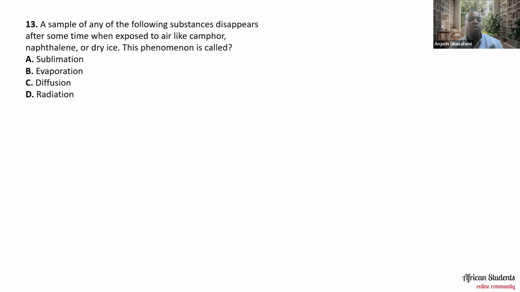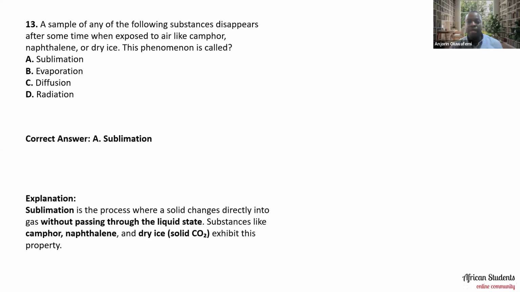A sample of any of the following substances disappears after some time when exposed to air, like camphor, naphthalene, or dry ice. This phenomenon is called A, sublimation, B, evaporation, C, diffusion, D, radiation. The phenomenon is actually called A, sublimation. And the reason is because sublimation is the process where a solid changes directly into gas without passing through the liquid state. Substances like camphor, naphthalene, and dry ice, which is solid CO2, exhibit this property.